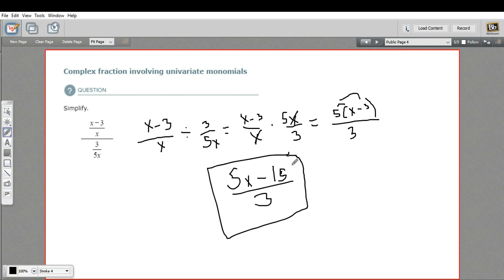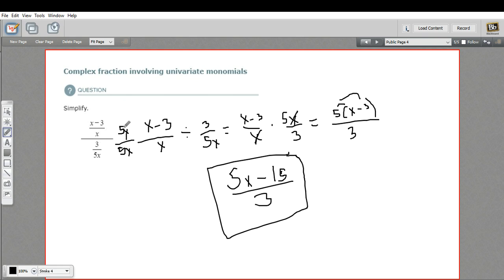Another way you could approach this, if that way is too easy for you, you could try to multiply by a form of 1 that would simplify your complex fraction. The number I would choose, or the expression I would use to multiply by, would be 5x over 5x. The reason I chose that one is because 5x down here is going to cancel with this one. If we multiply 3 over 5x, multiply it by 5x, that's just 3.